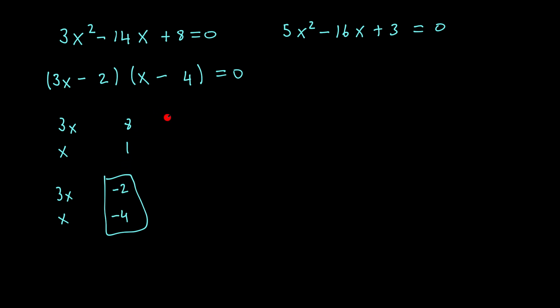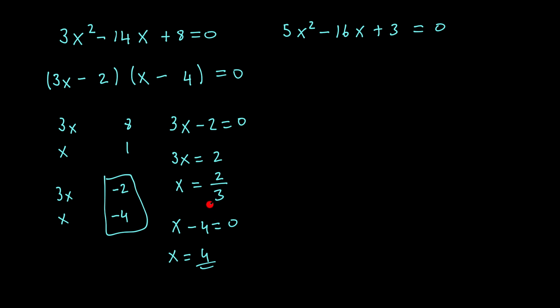So then, if I solve this, 3x minus 2 is equal to 0. So 3x is equal to 2, x is equal to 2 over 3. That's one of my solutions. The other possibility is, of course, x minus 4 is equal to 0, then x is equal to 4. And that would be my two solutions for this quadratic equation. Let's have a look at the next one.